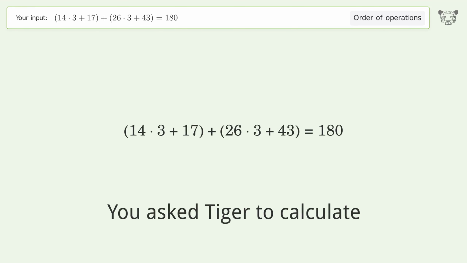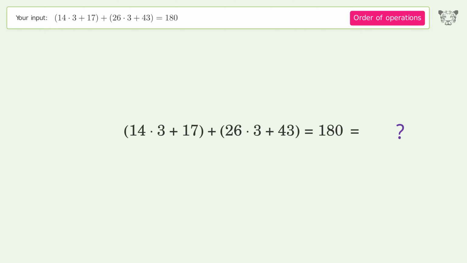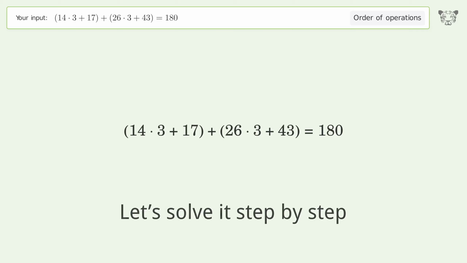You ask Tiger to calculate. This deals with the order of operations. The final result is 180 equals 180. Let's solve it step by step.